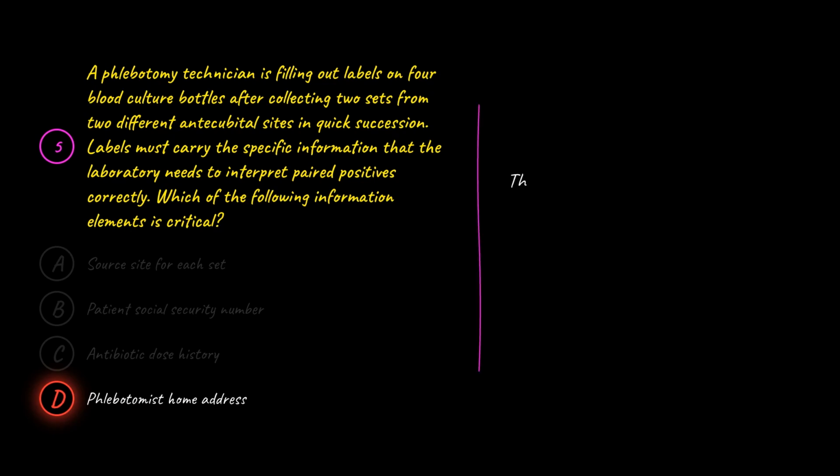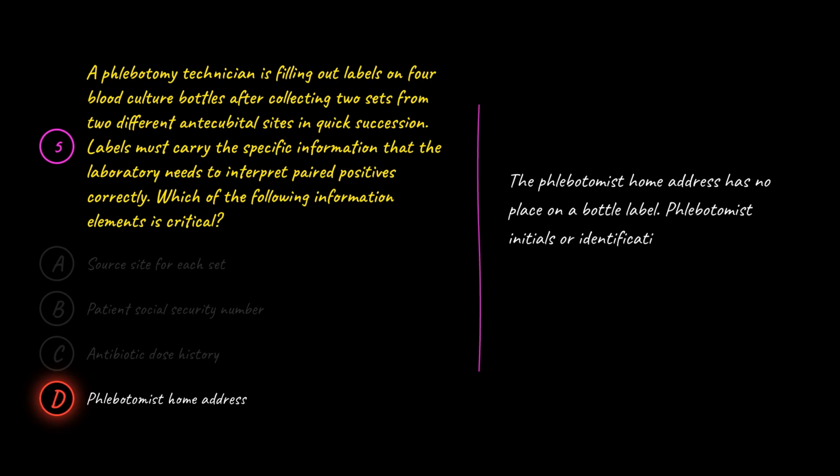D is wrong because the phlebotomist home address has no place on a bottle label. Phlebotomist initials or identification number suffice for traceability without revealing personal contact information. The standard reflects current practice in routine clinical phlebotomy.